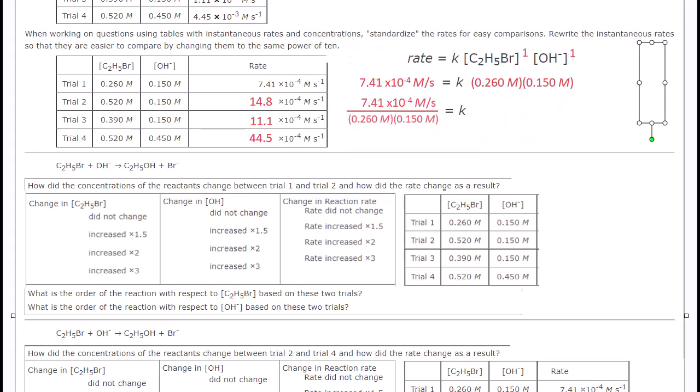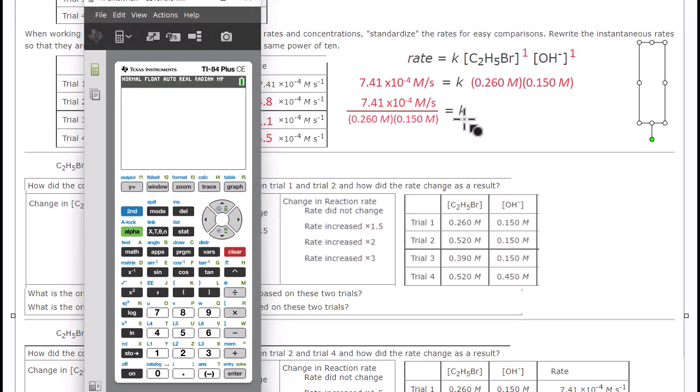And that's where we pull up our calculator. We're going to solve for K. So I'm going to take my 7.41 and with our calculator times 10 to the negative 4, small number, divided by my 0.26, divided by 0.26, divided by 0.15. Now I'm doing a calculation.